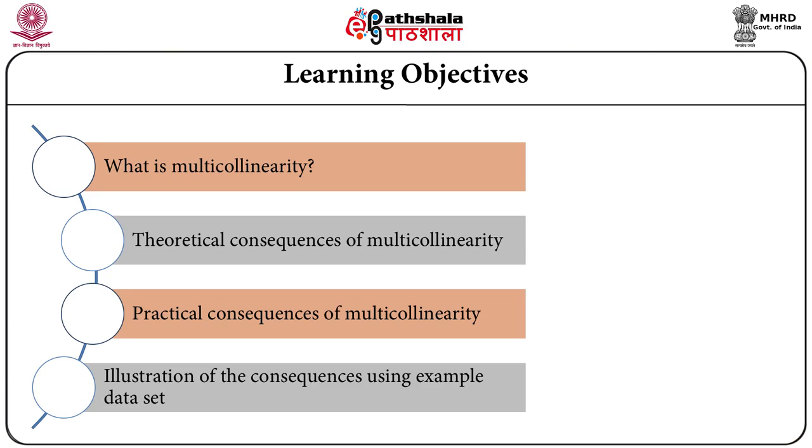One of the assumptions of fitting a linear model is that the independent variables involved in the model are supposed to be uncorrelated. When this assumption is violated, we say that there is multicollinearity present. In this module, we will look at the consequences of such violation of the assumption.